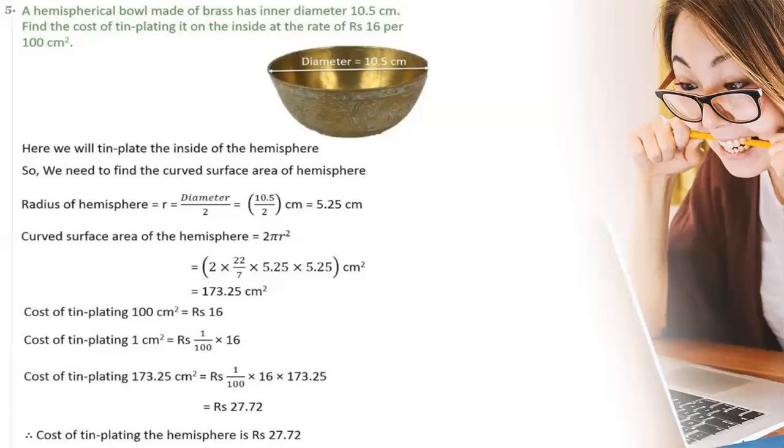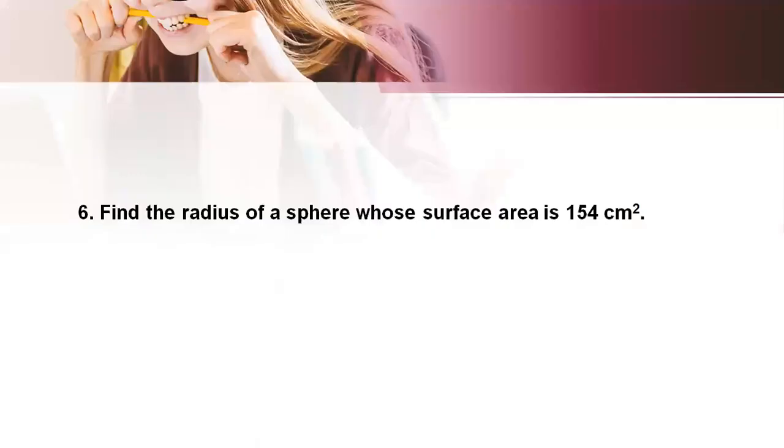Now the cost of tin plating 173.25 centimeter square will be rupees 1 by 100 into 16 into 173.25, which we get as 27.72. Therefore the cost of tin plating the hemisphere is rupees 27.72. Now let us see problem 6.